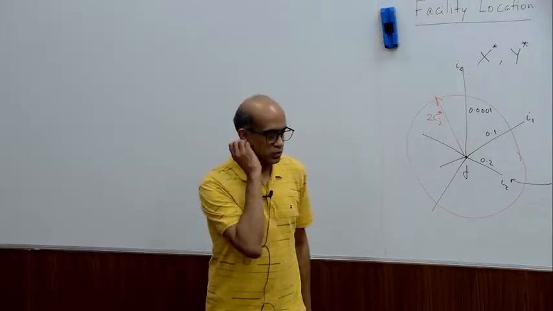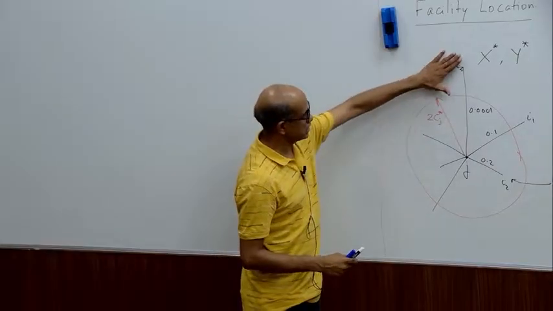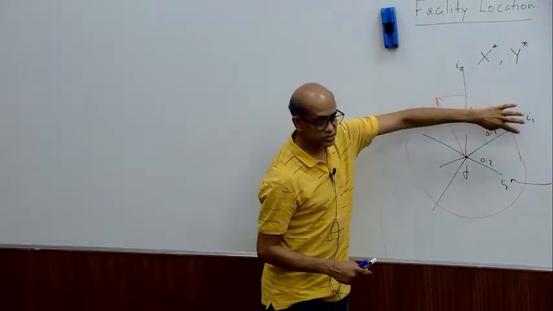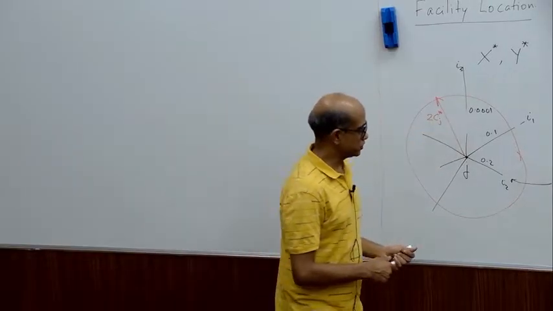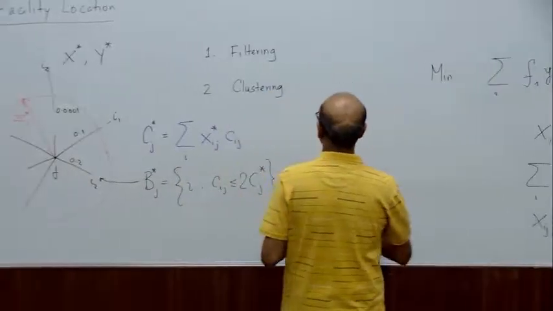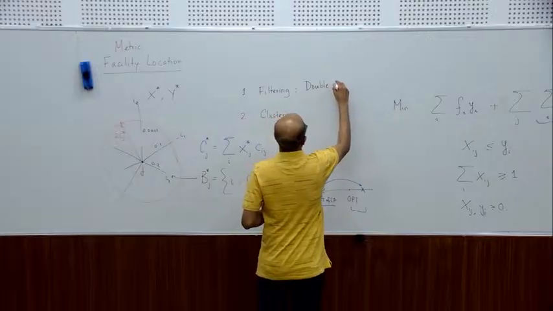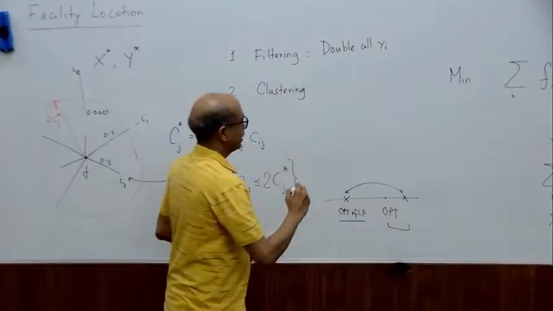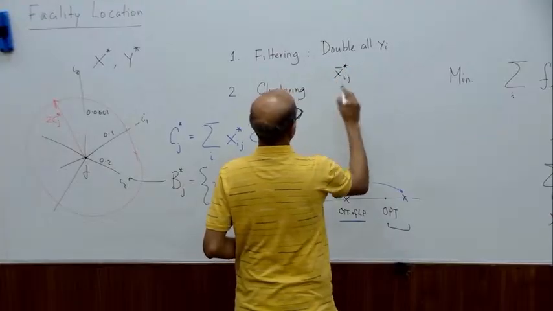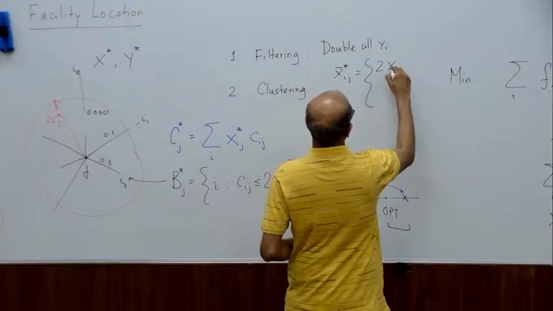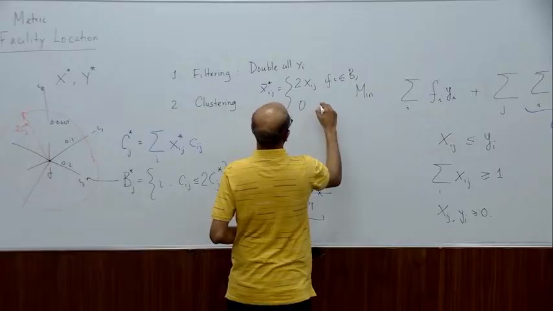Okay? So I can actually do this upfront. I can change my solution where I will erase all of these things which are going outside and double up everything inside. Okay? So first step, double all yi, and I define a new solution, let's say x bar i star, which is twice the original one if i is in that ball, 0 otherwise.